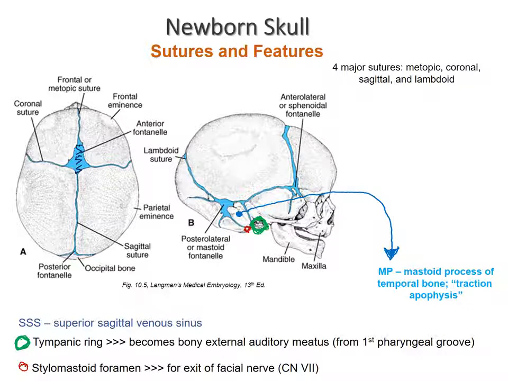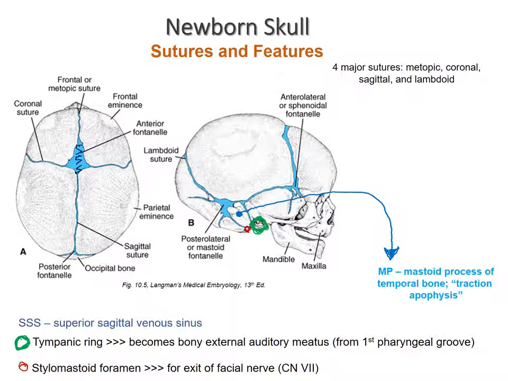In the lateral view of the skull, the future external auditory meatus, indicated in green, begins as a ring of bone called the tympanic ring. This grows into a bony canal about 1.5 centimeters in length. Recall that the first pharyngeal cleft or groove persists to form the external auditory meatus, which ends medially at the tympanic membrane or eardrum.